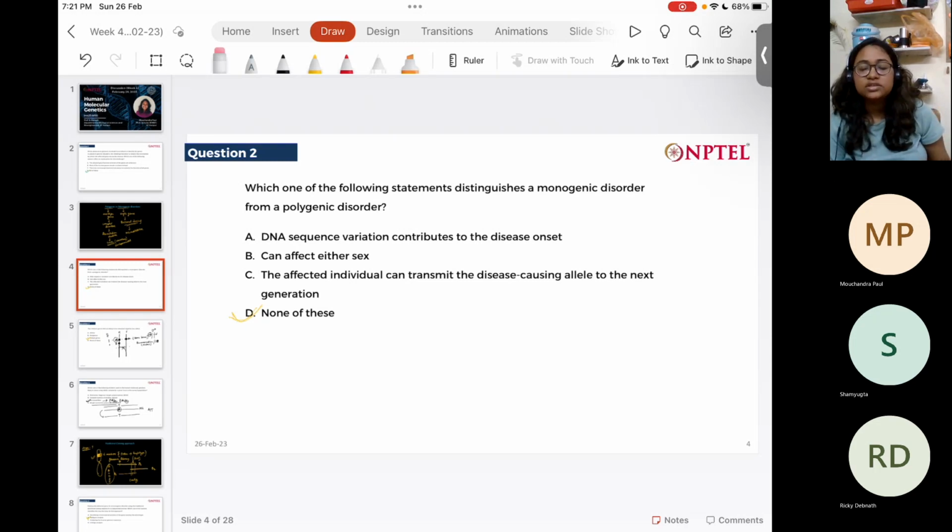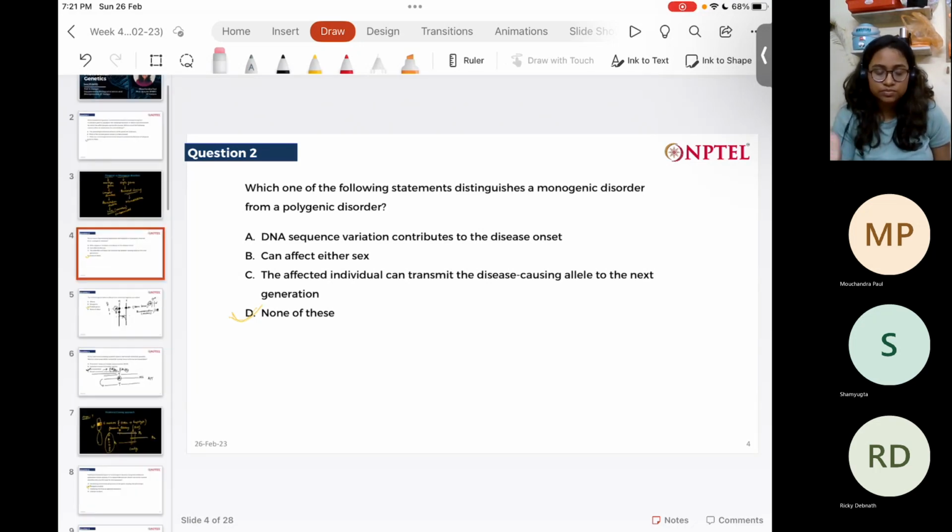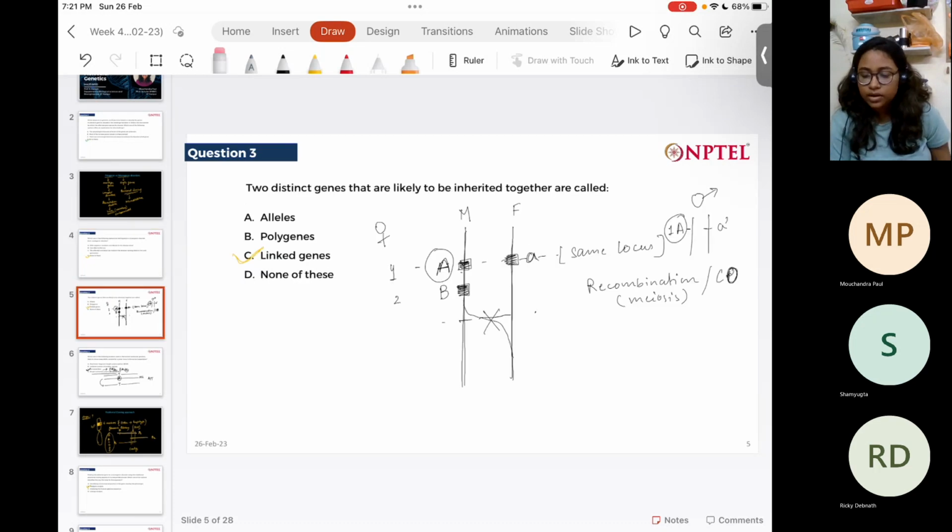None of these statements distinguishes monogenic disorder from polygenic disorder, because all of them are possible for both types of disorders. It can affect both sexes. Genetic variation contributes to disease onset, right? If you are following, you must be agreeing with me. And lastly, it can be transmitted from the affected individual to the next generation, right? This is the third question.